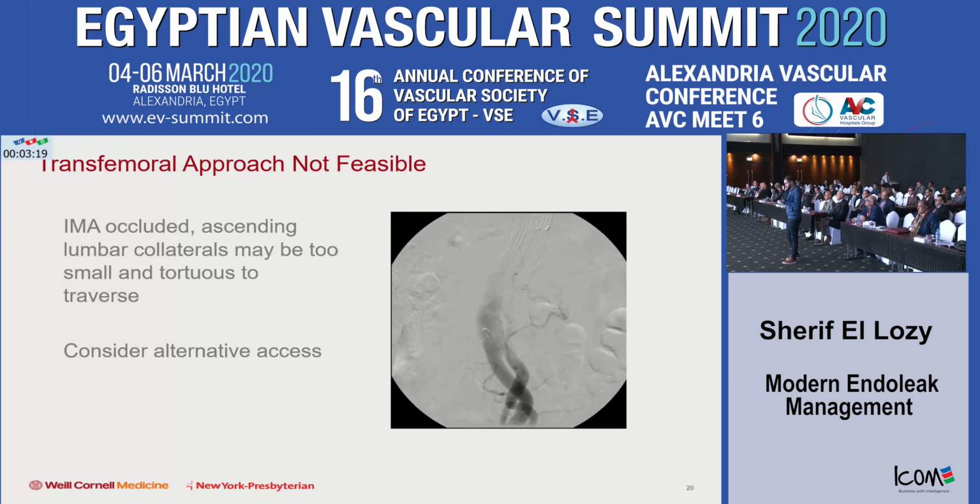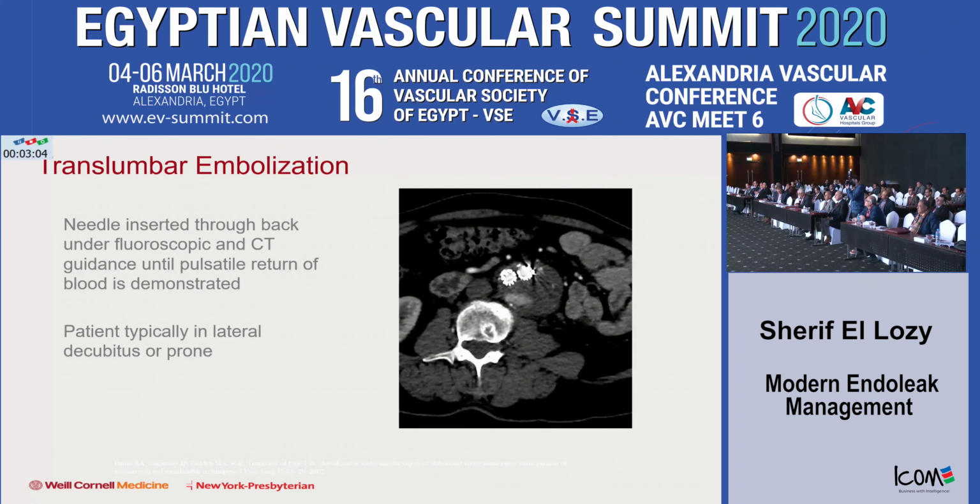There are cases where a transfemoral approach is not feasible. If the IMA is occluded, or if you have very tortuous collaterals between the inferior epigastric, the internal iliac and the lumbars, you may not be able to traverse it with a microcatheter. And so you want to consider alternative access in those cases.